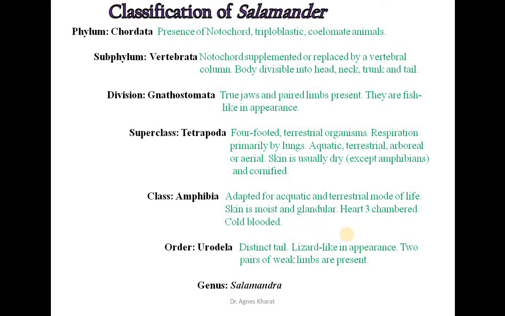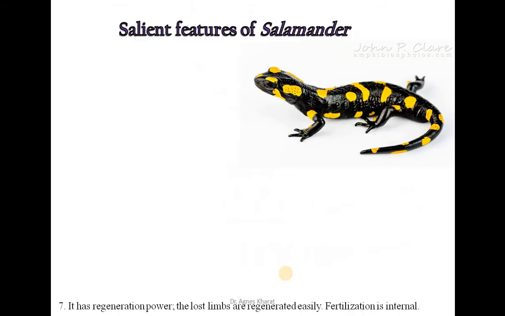Because these are the organisms which are adapted for aquatic as well as terrestrial mode of life, and skin is moist and glandular for the respiration, and heart has got three chambers, and these are cold blooded organisms. Order is Urodela. Why? Because it has got distinct tail, lizard-like appearance, two pairs of weak limbs are present. So this is the classification of salamander.